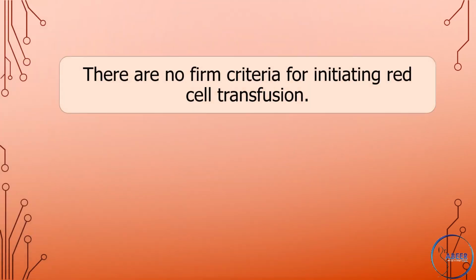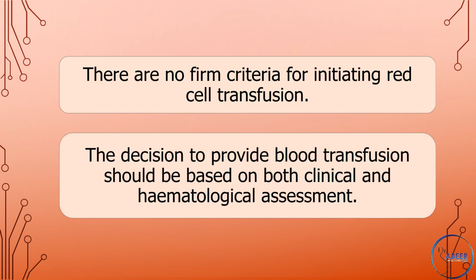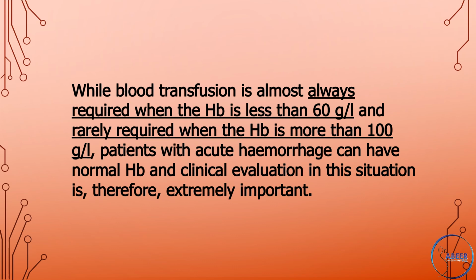Blood transfusion. There are no firm criteria for initiating red cell transfusion. The decision to provide a blood transfusion should be based on both clinical and hematological assessment. While blood transfusion is almost always required when the hemoglobin is less than 60 grams per liter and rarely required when the hemoglobin is more than 100 grams per liter, patients with acute hemorrhage can have normal hemoglobin, and clinical evaluation in this situation is therefore extremely important.